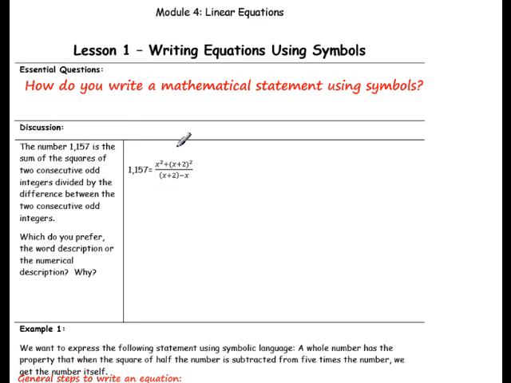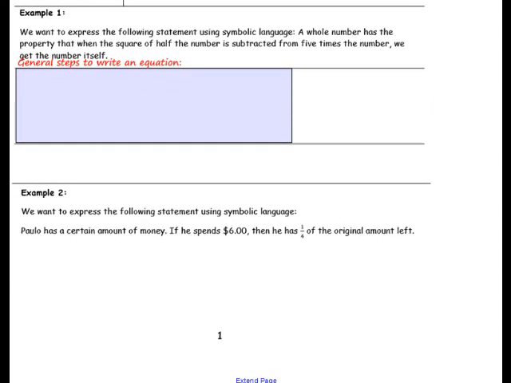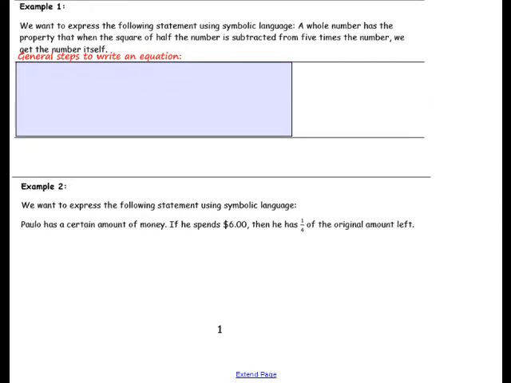Personally, I prefer the numerical expression. I like to see the entire equation all at once rather than reading through it a little bit at a time. Let's take a look at example 1, keeping in mind our objective for this lesson, which is to accurately transcribe written statements into mathematical symbols, which would be an equation.